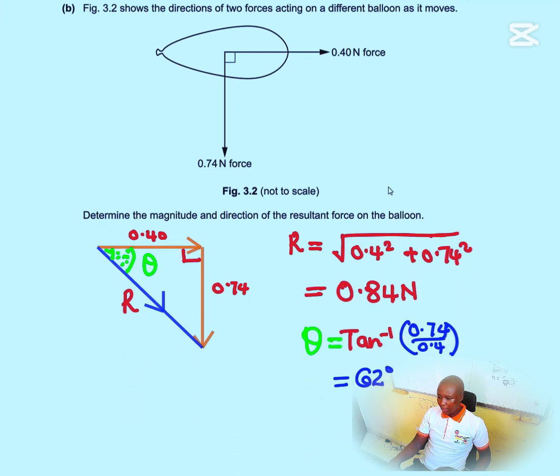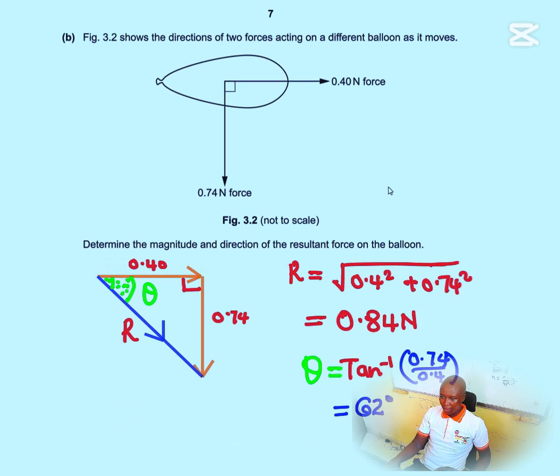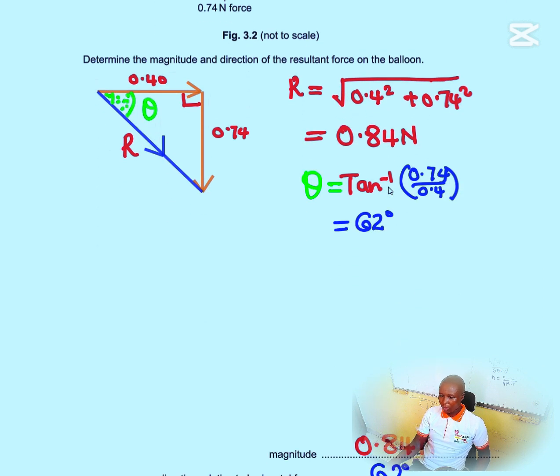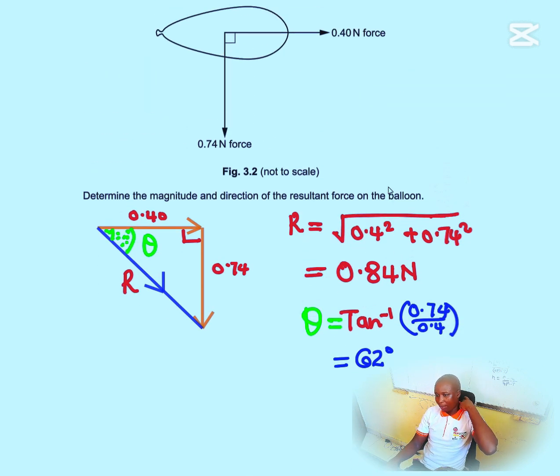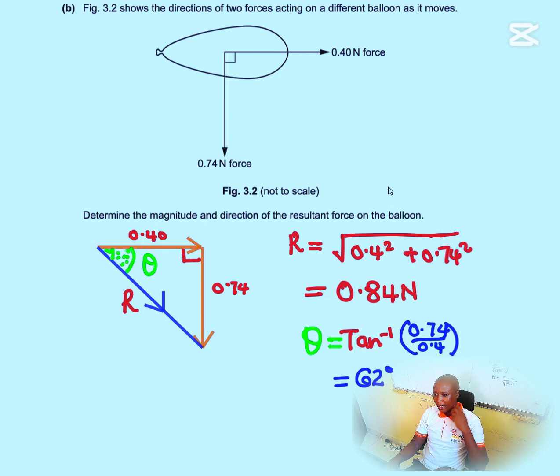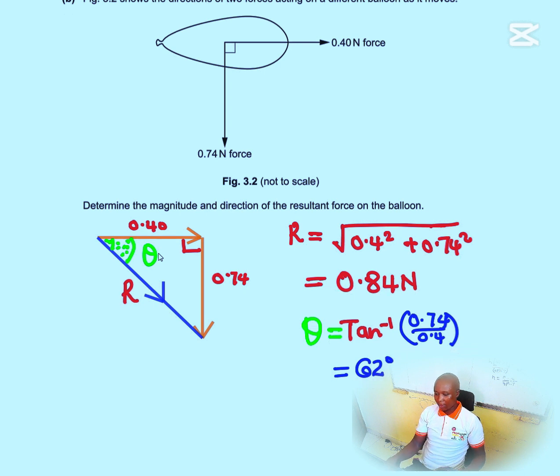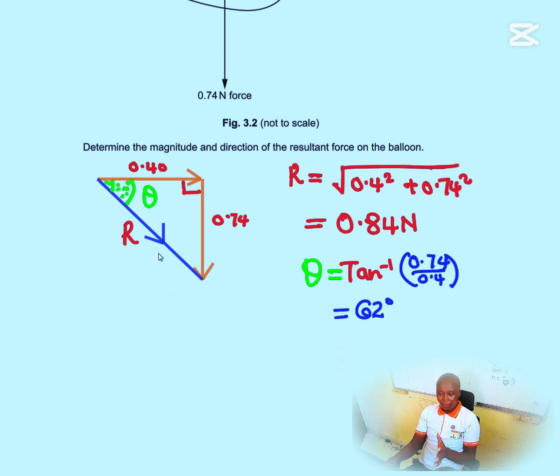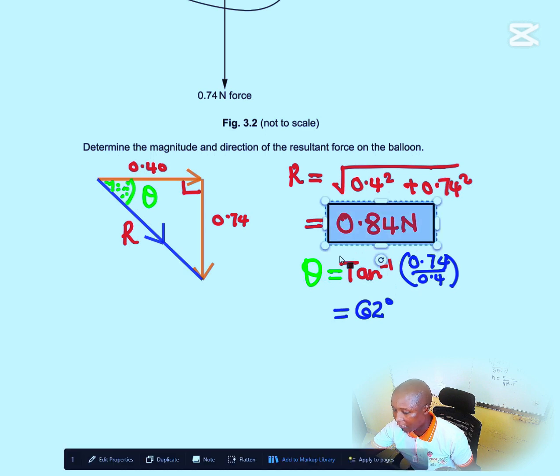Another concept that is key and important for you to remember is how to combine different forces that are acting on a body. What I did, basically, I moved this force in front here so that I could work out the resultant force. When we have forces which are perpendicular, we use Pythagoras theorem, so the resultant force R is the square root of 0.4 squared plus 0.74 squared. Finding the square root of that, we get our answer as 0.84 newtons.